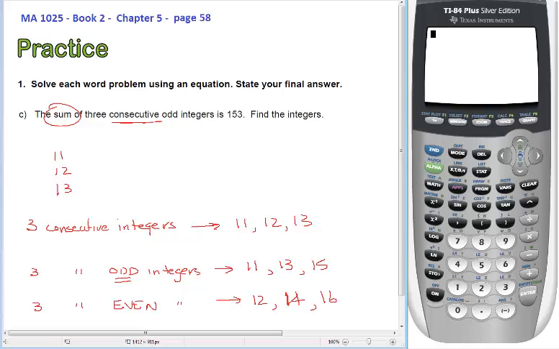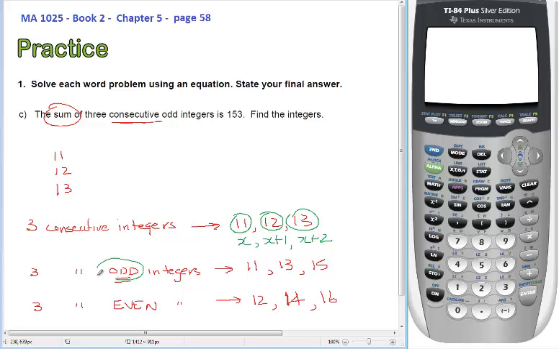Now let's say I don't know the numbers, so instead of calling this 11, I would call it x. Therefore 12 would be what? Well, it'd be x plus 1, wouldn't it? It'd be 11 plus 1. And 13 would be 11 plus how many? 2. So there's 3 consecutive integers, not odd, not even, just 3 consecutive integers.